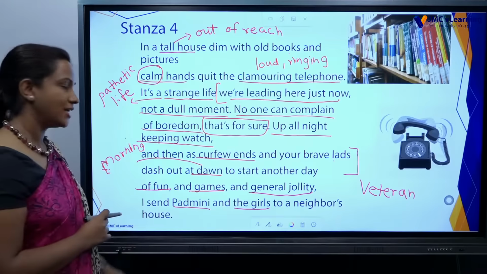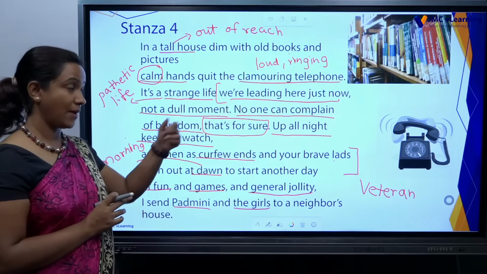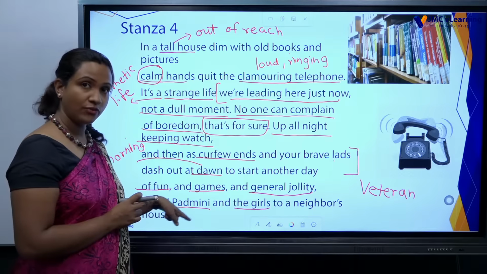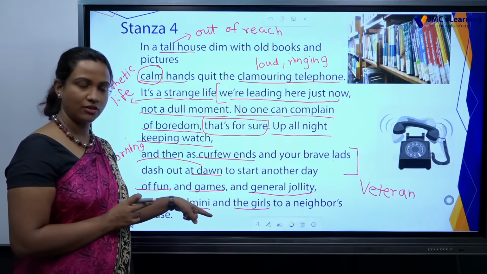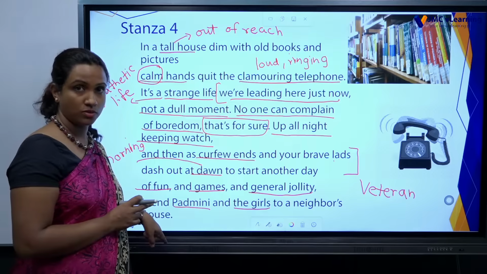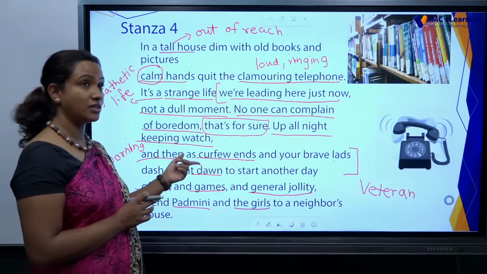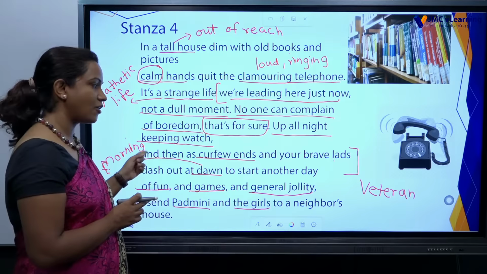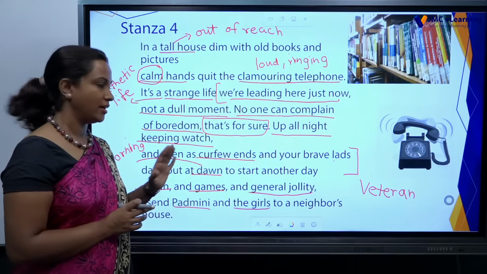That's what it means. So, as you know, this Padmini and the girls are the Tamil veteran's wife and children. So where has he sent the wife and the children? To the neighbor's house. That is for safety. That neighbor's house is a safe place. But others who are in power, they are not sending theirs to the neighbor's house. They are actually going out and having a general jollity.